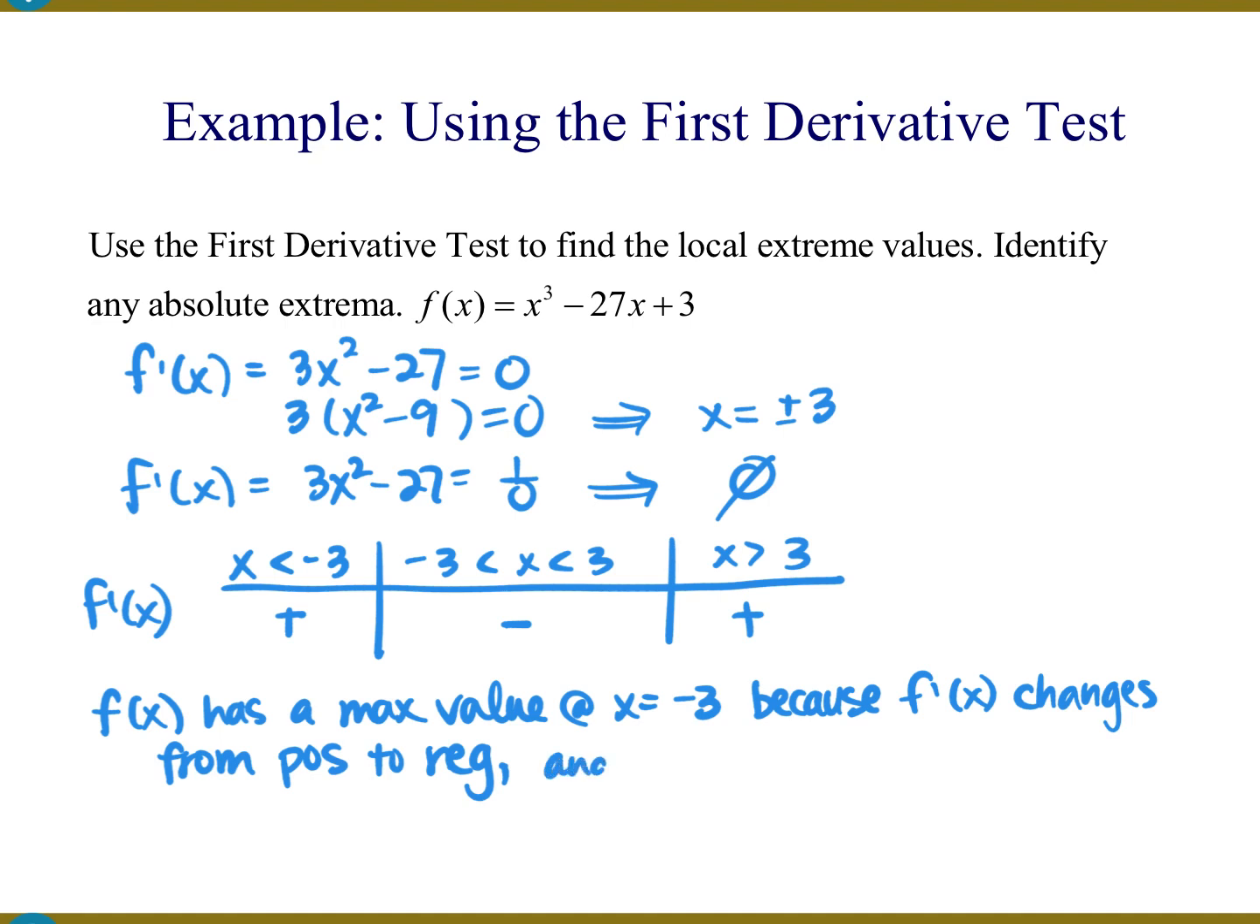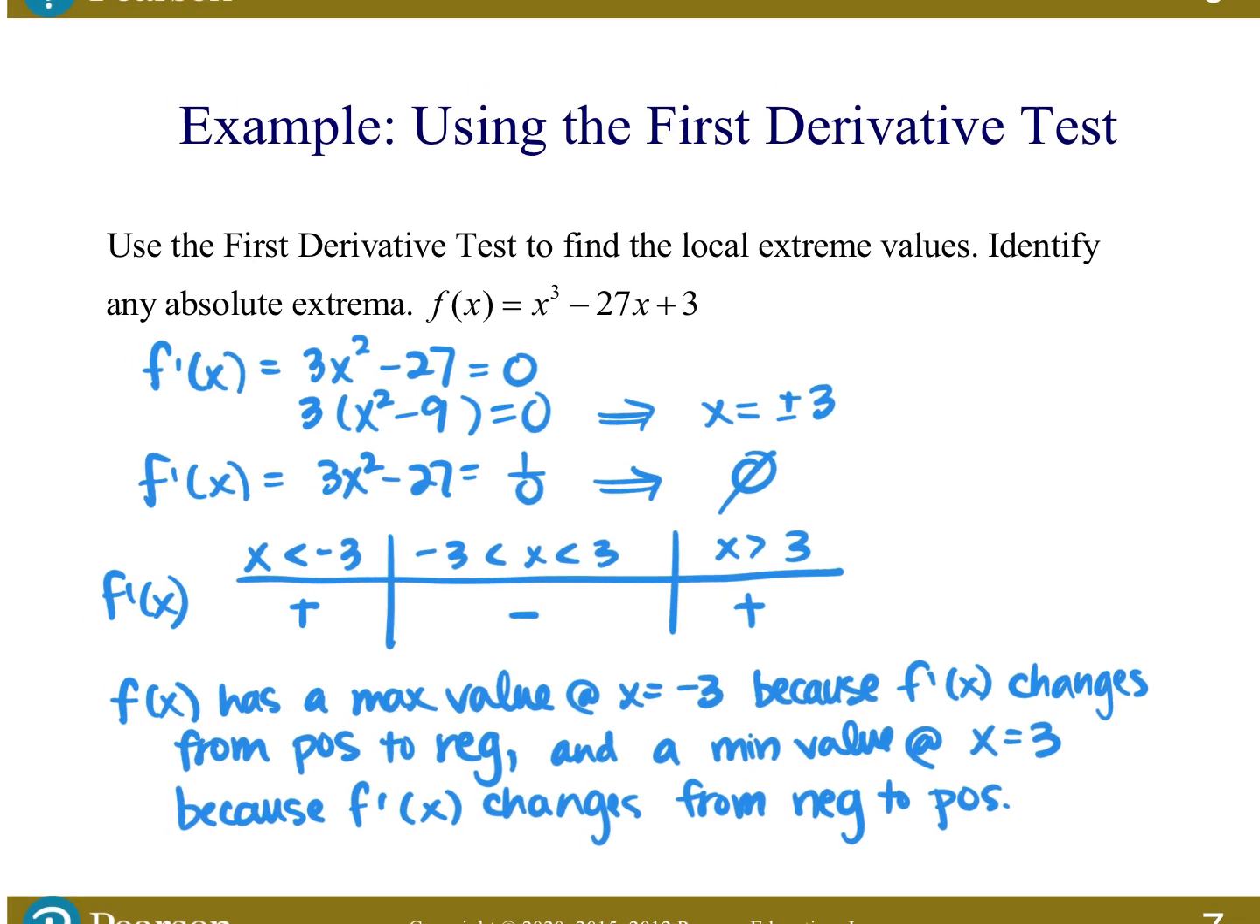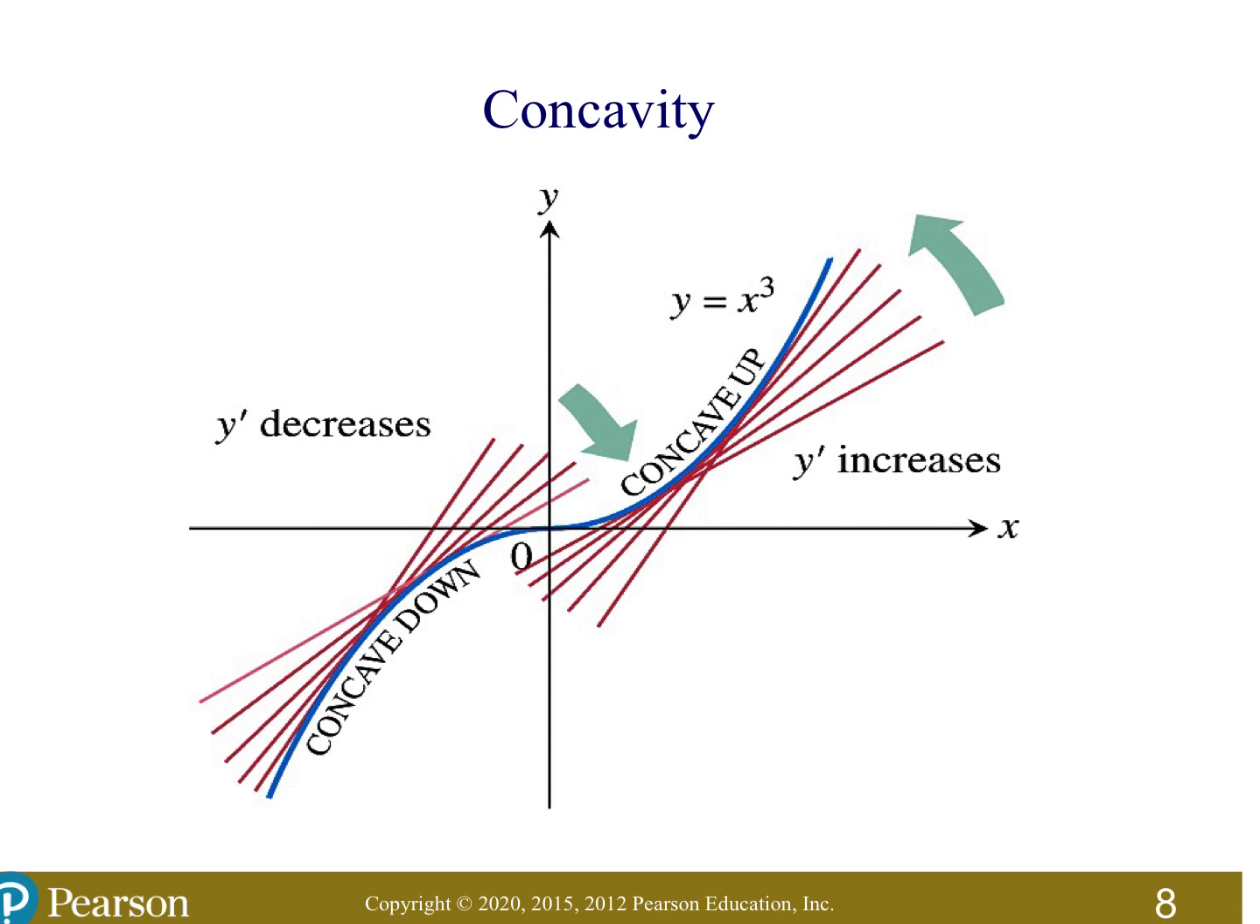And then we would say a min value at x equals positive 3, because f prime changes from negative to positive. All right, you guys were really good at that last year.